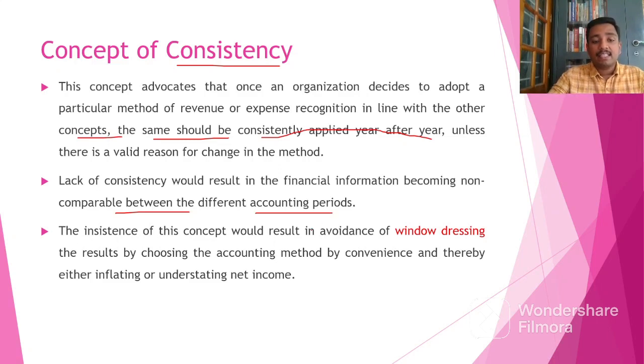And the insistence on this concept would result in avoidance of window dressing. If there is continuously a change in the accounting practices, that may result in window dressing. So this window dressing limitation also is overcome with the help of the concept of consistency. So what is the concept of window dressing? The books of accounts are shown at a better figure, a good figure, than the actual figure. That is known as the concept of window dressing.